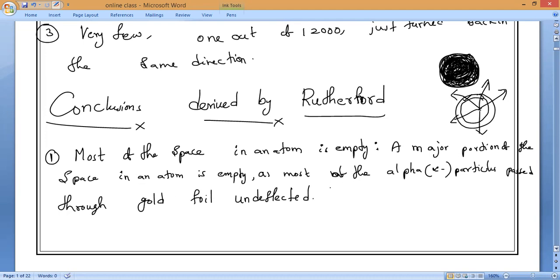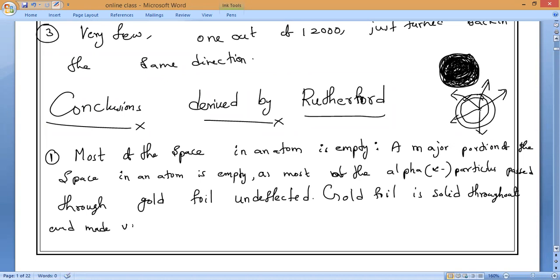Okay, right. Gold foil is solid throughout and made up of atoms.